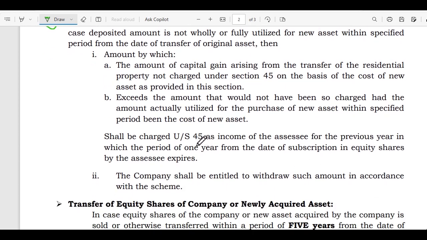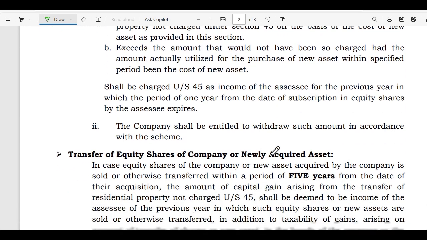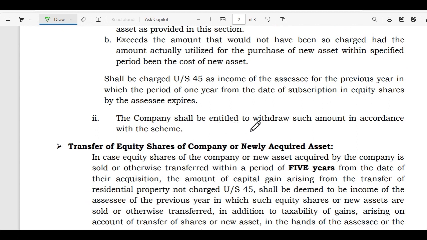shall be charged under section 45 as income of the SSE for the previous year in which the period of 1 year from the date of subscription in equity share by the assessee expires. The company shall be entitled to withdraw such amount in accordance with the provisions of the scheme.